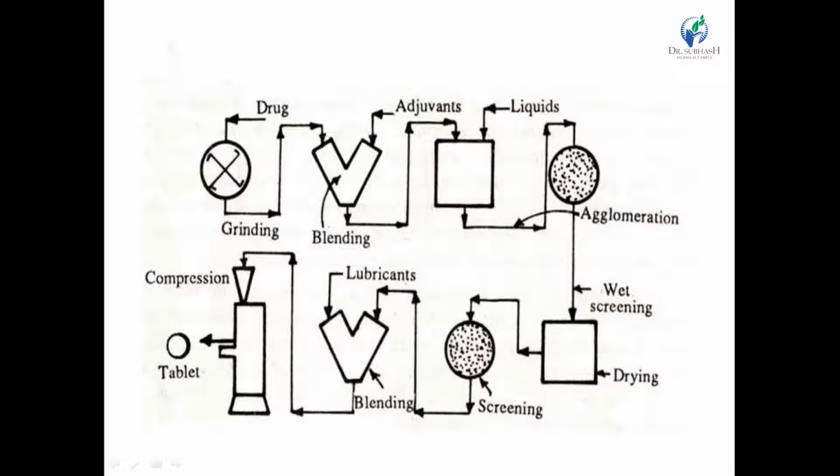In the first step, the dry form of the drug is ground. After grinding, the drug and excipients are blended with the help of a mixer. After blending, liquid is added and agglomerates form. After agglomerate formation, wet screening of the granules and drying occur. After drying, screening of the granules is required. After screening, lubricant is added to the granules and finally the tablet is compressed with the help of a tablet compression machine.